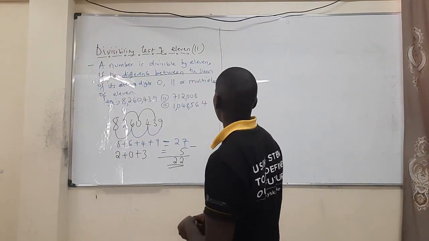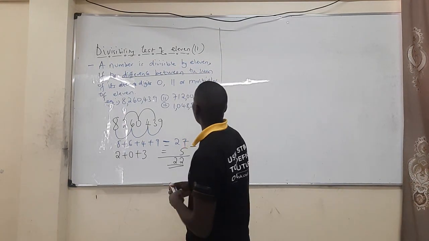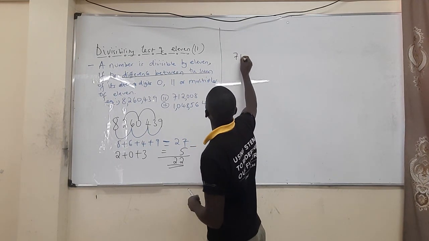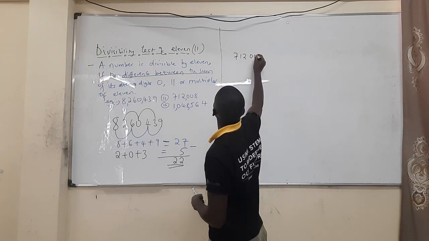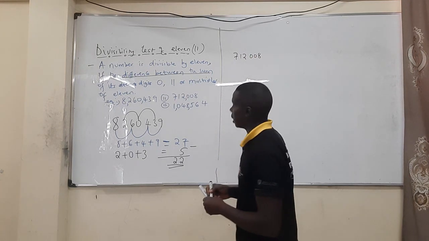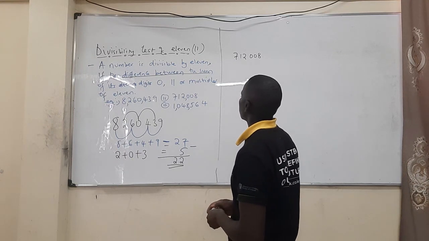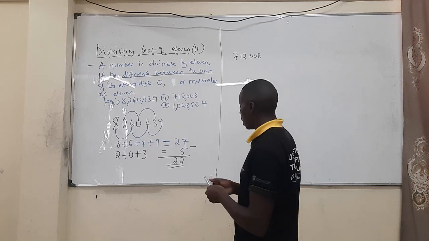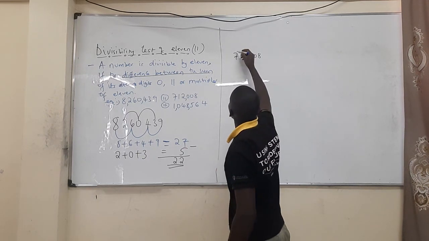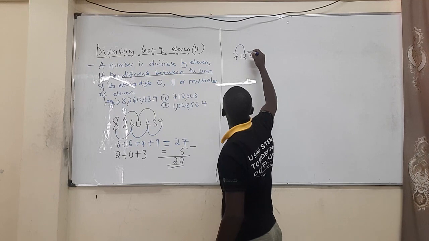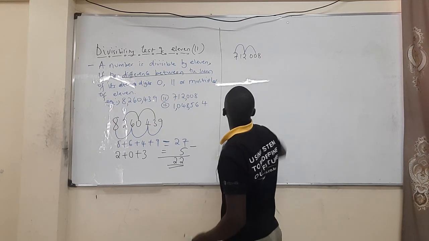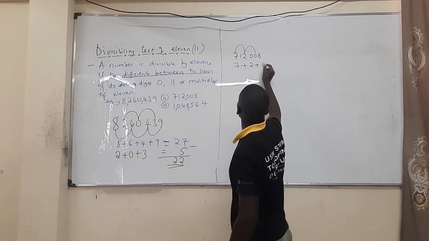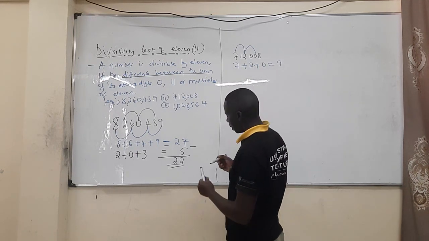Look at another example here, which is 712,008. You want to see, is this number divisible by 11? Instead of dividing this whole number, how can we go about it? We get the alternates. So 7 goes with 2, then 0. So we have 7 plus 2 plus 0, and this gives us 9.